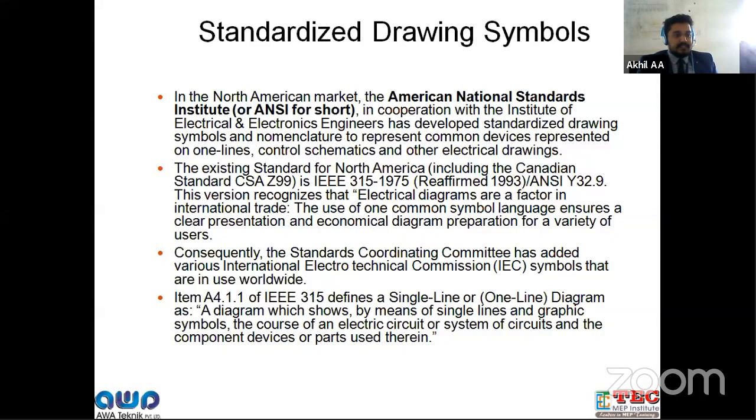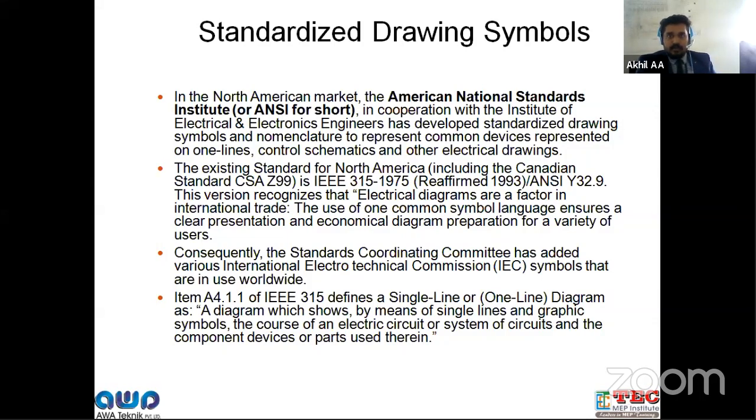Okay. The existing standard for North America, including the Canadian standard CSA C99, is IEEE 315-1975, reaffirmed 1993, and CSA Z32.9. This version recognizes electrical diagrams are a factor in international trade. The use of one common simple language ensures a clear presentation and economical diagram preparation for a variety of users. Okay. Consequently, the standards coordinating committee has added various International Electrotechnical Commission symbols that are used worldwide.